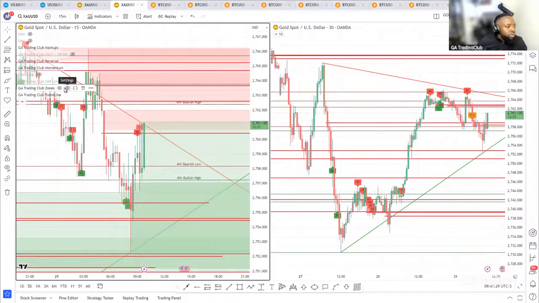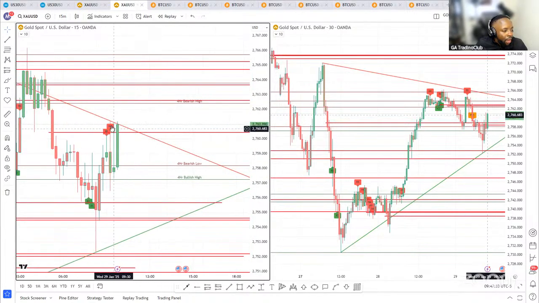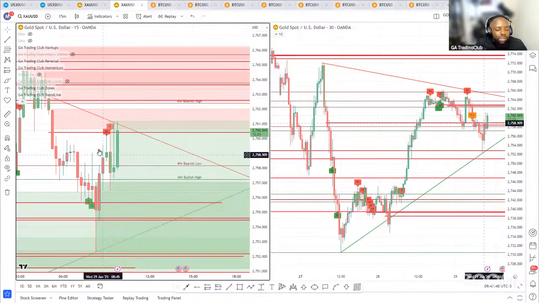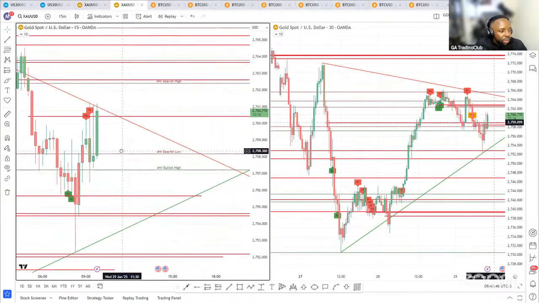So gold here, it satisfies. We have a rejection resistance right here. However, we need to see if we are in a red or green zone. If I turn on the zones indicator, we're in a green zone. So it doesn't satisfy the second confluence. So it satisfies confluence 1 and confluence 3.